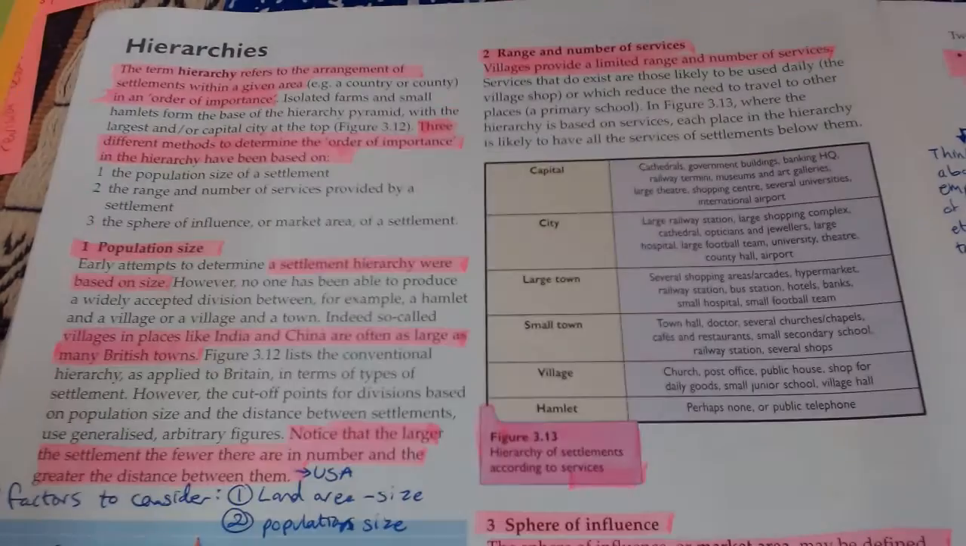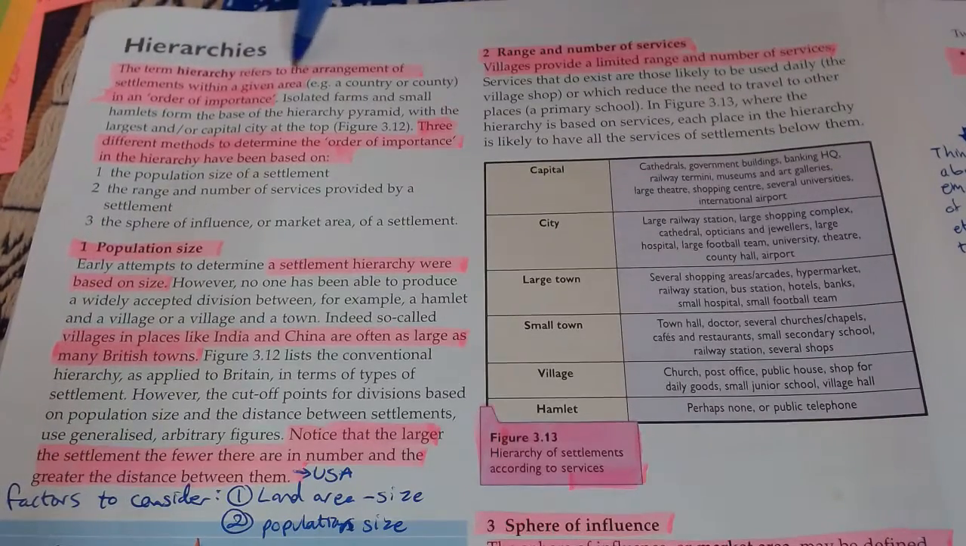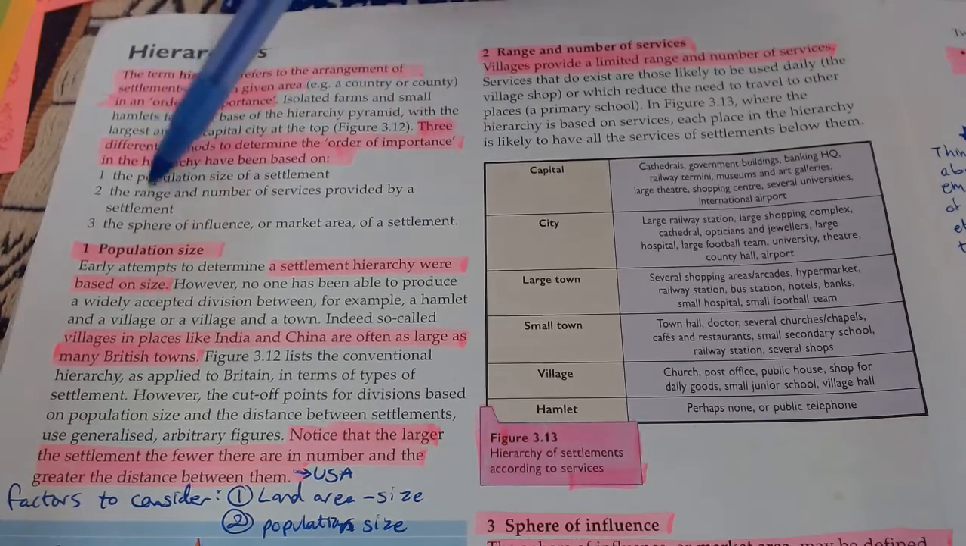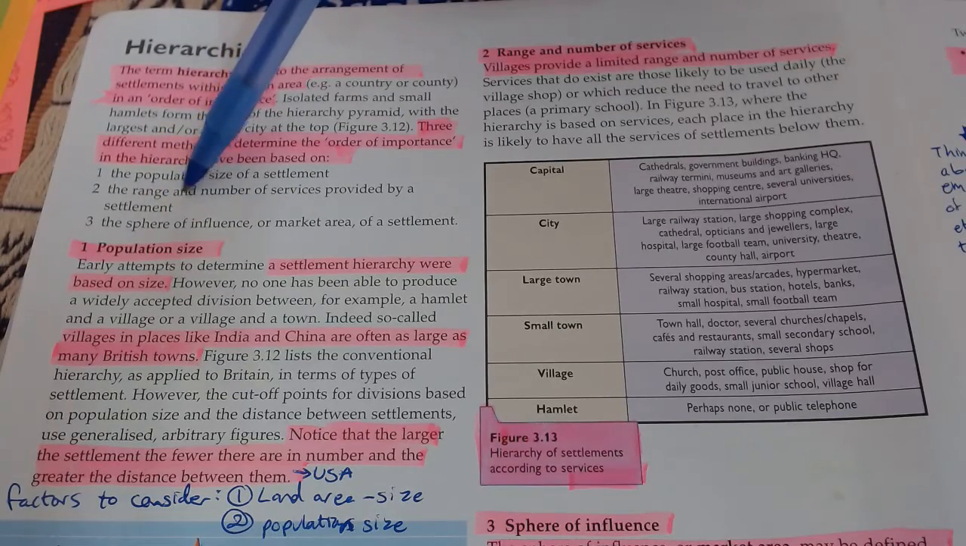So again, just to go over our hierarchies, okay, the term hierarchy refers to the arrangement of settlements within a given area, in an order of importance. So every country will have a hierarchy. It's very simple. 3 different methods are used to determine the order of importance. Now you've already written these down, okay: range of numbers of services, sphere of influence, and population.